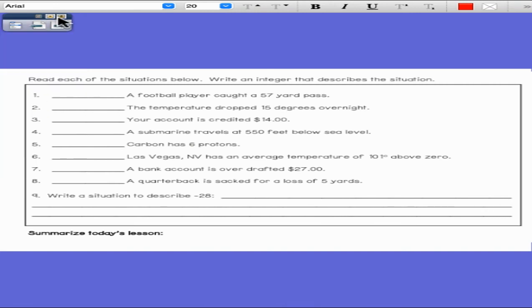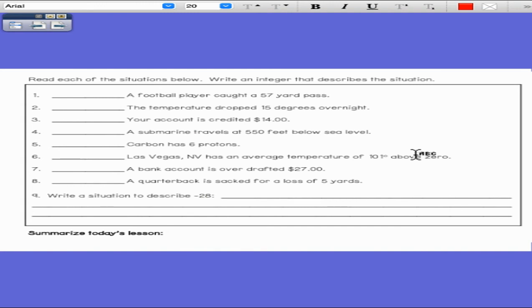Okay, the last thing that you're going to do is you're going to read these situations, and I'm going to let you do most of these on your own, and then give me a summary of today's lesson. Remember, a summary has to be in complete sentences. 2 to 3 sentences is usually good.